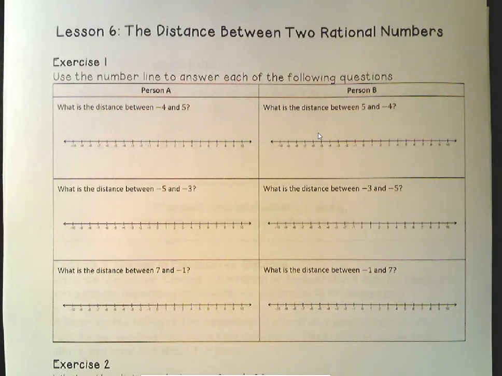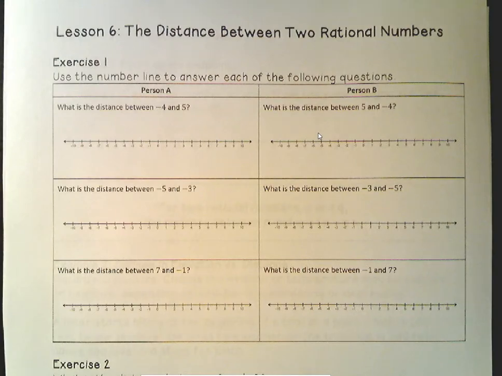Today we are learning module 2, lesson 6, distance between two rational numbers. We know the absolute value, we know the distance between 0 and a number on the number line, but now we are trying to find the distance between two different numbers, not just between 0 and a number, but between two different numbers on the number line.